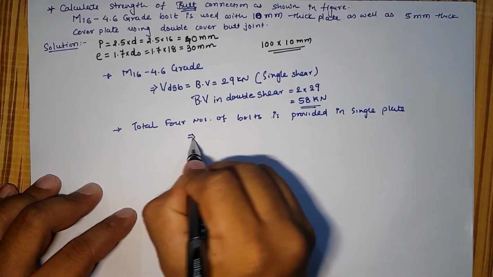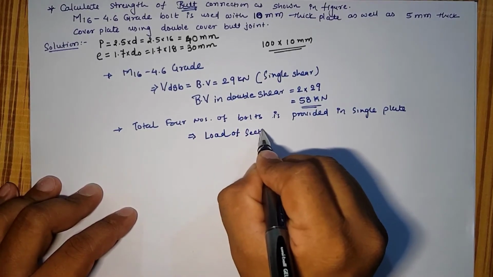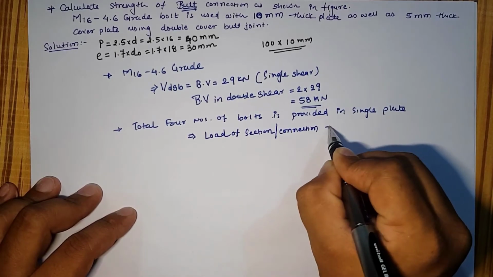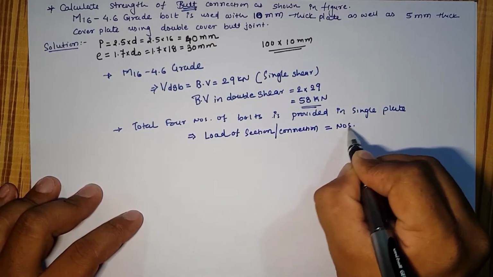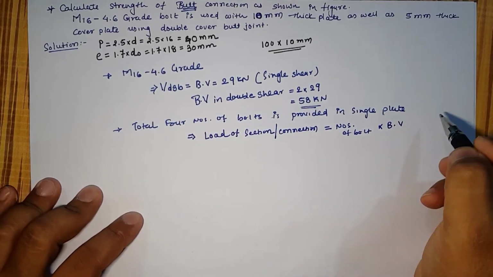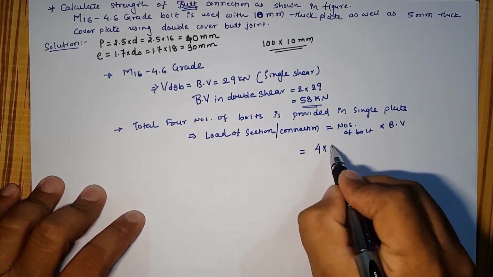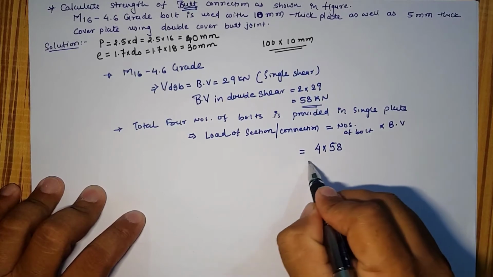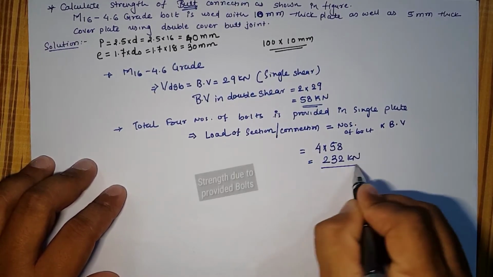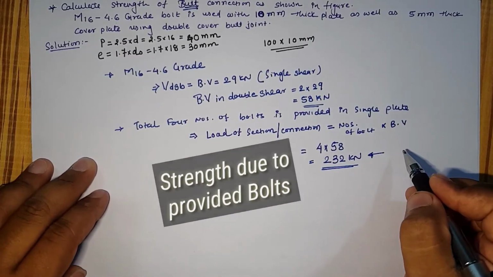It means that the load of section or connection is equal to numbers of bolt into bolt value. Now we have provided 4 numbers of bolt and bolt value is 58 kilonewton, which is equal to 232 kilonewton. So according to the bolt value, our strength of the connection is 232 kilonewton.